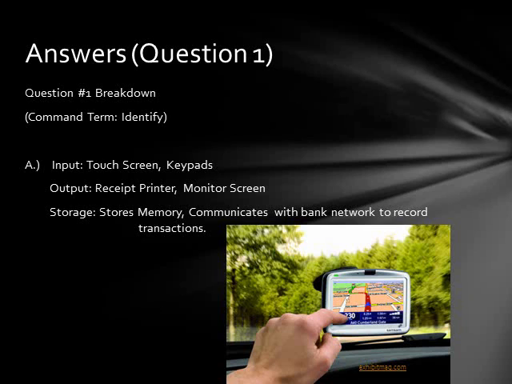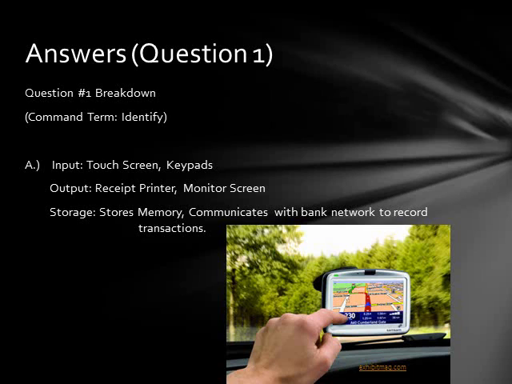The first one was an ATM. So for input, typically most modern ATMs use touchscreens, where there are buttons for commands or for typing that users can just type on the screen to reach whatever menu they desire, or some older models do still use keypads. For output, the monitor screen usually is where the results of the touchscreen and the keyboards are displayed. There's also usually a receipt printer.